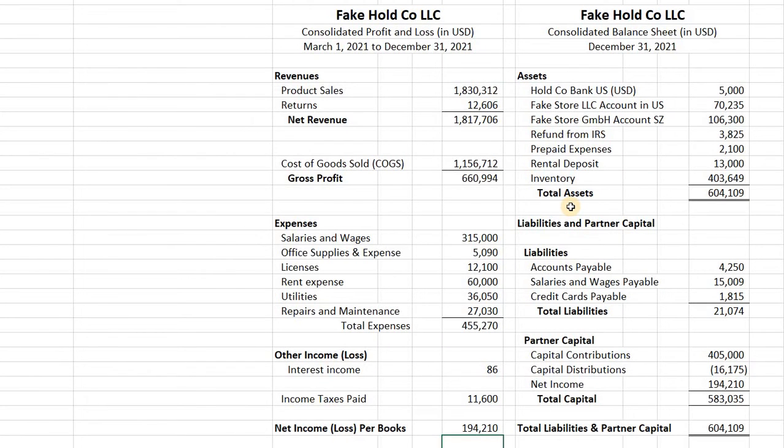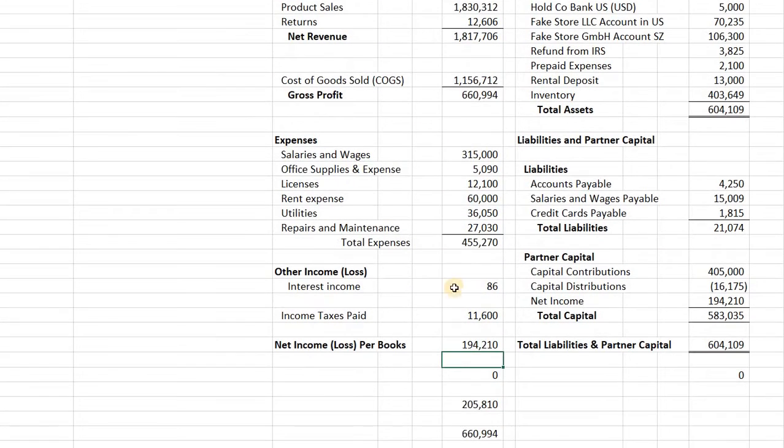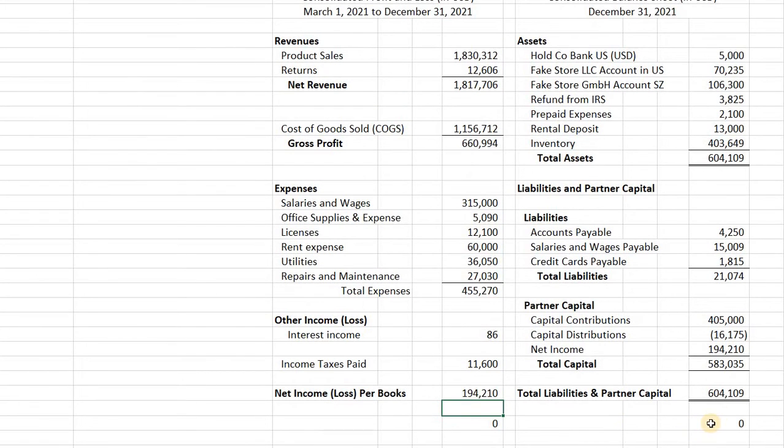Now, the reason why we've done that is because we have to report all of this activity on a consolidated basis on the 1065. So when we add up the numbers from each set of financial statements, these are the gross totals, right? So product sales across both the entities, cost of goods sold, salaries, wages, totals amounts of interest income, net income or loss per books.